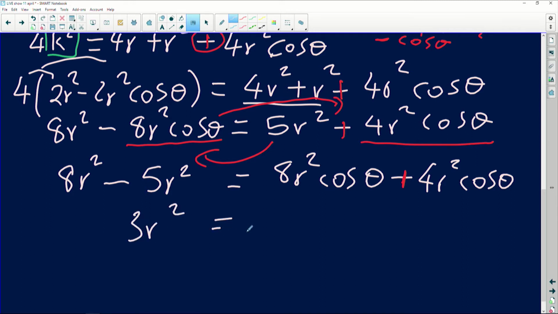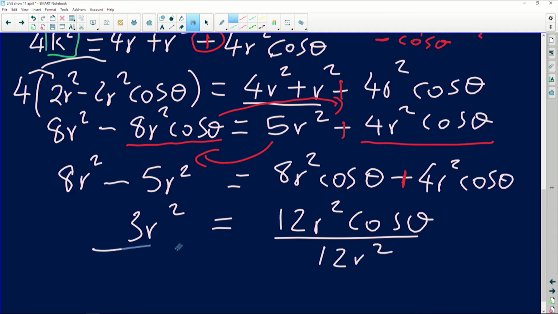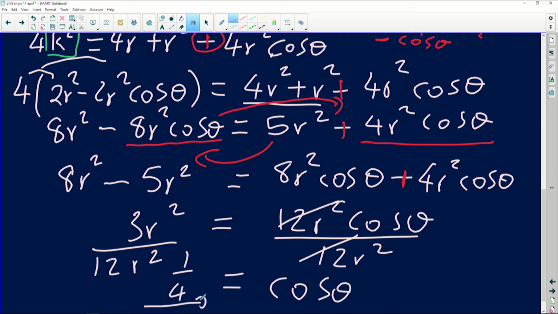If you continue, you will see that 8 minus 5 is going to give us 3r squared equals, this one is going to give us 12r squared cosine of theta. And if you're solving for theta, divide both sides by 12r squared. Even this side, we divide by 12r squared. This is going to cancel out, leaving us with the cosine of theta equals 3 over 12, which gives us the 1 over 4 that we are looking for.